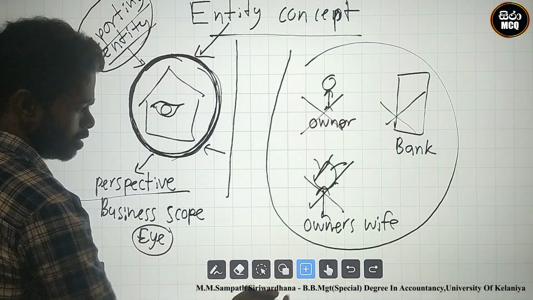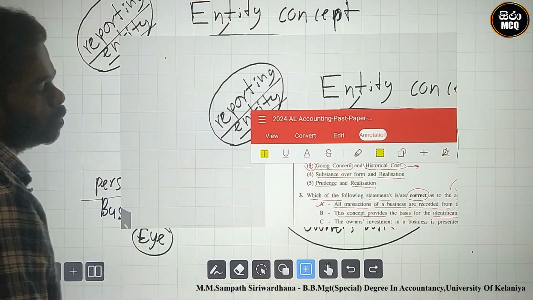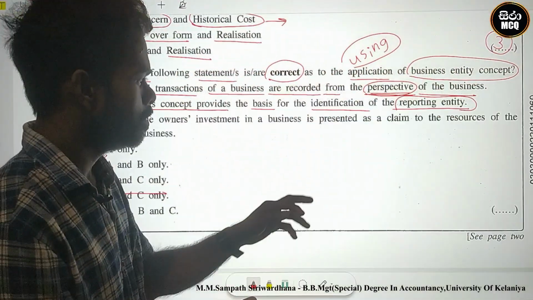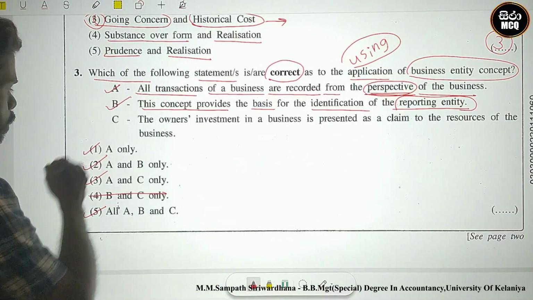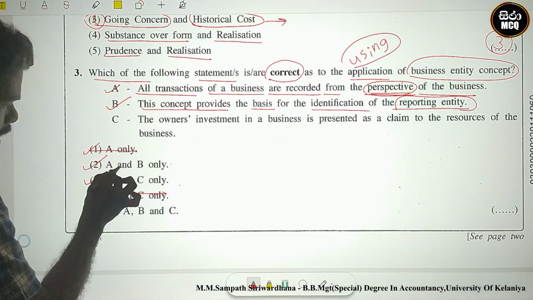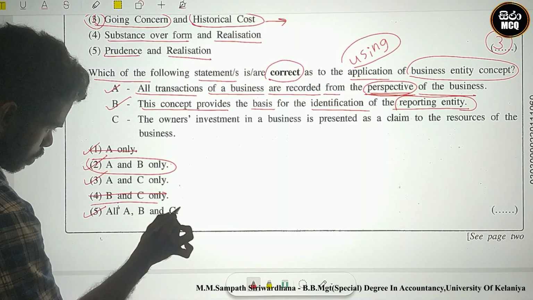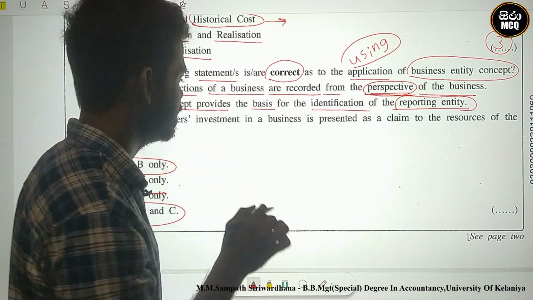Look here, this is the correct one. Guideline to reporting entity: reporting entity means our business scope, identified using the entity concept. This one is okay. A or B, A and B is correct. A only is rejection. A and B, this one. This is rejection. B is correct.